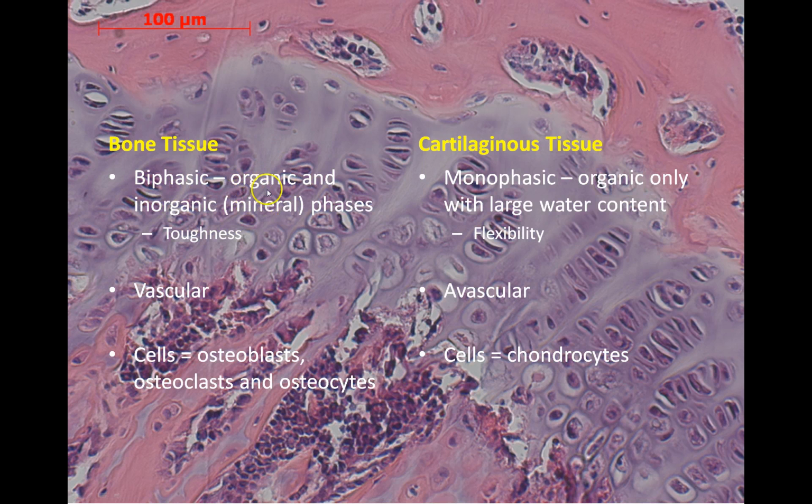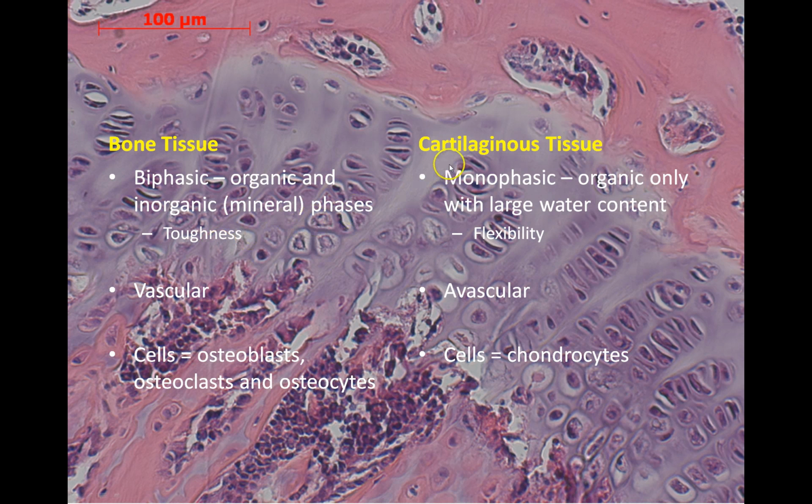The organic phase consists of the fibrous material of the bone tissue. The inorganic phase consists of the mineral, which is largely the calcium ions. By having both an organic and an inorganic phase, the bone tissue has a significant amount of toughness, which means it is strong but has a little bit of resilience.